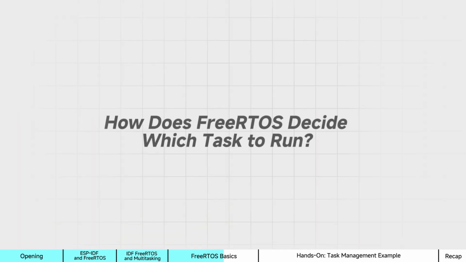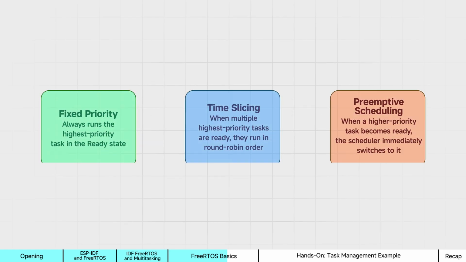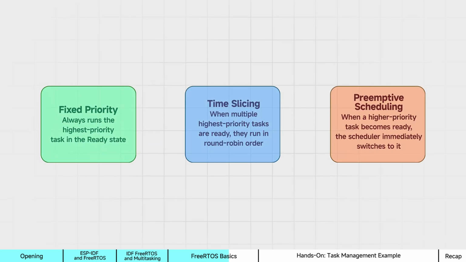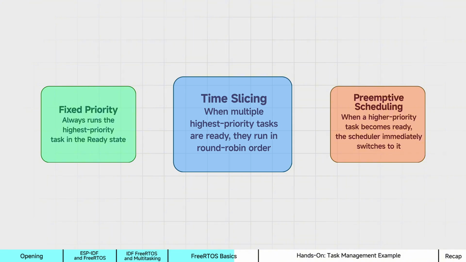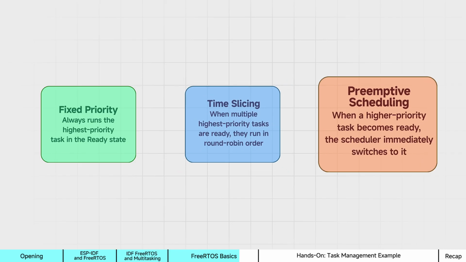So how does FreeRTOS decide which task to run? On a single core system, the scheduler follows three core principles. Fixed priority: always select the highest priority task that is ready to run. Time slicing: when multiple tasks at the same highest priority are ready, they run in round-robin order. Preemptive scheduling: when a higher priority task becomes ready, the scheduler immediately switches to it.